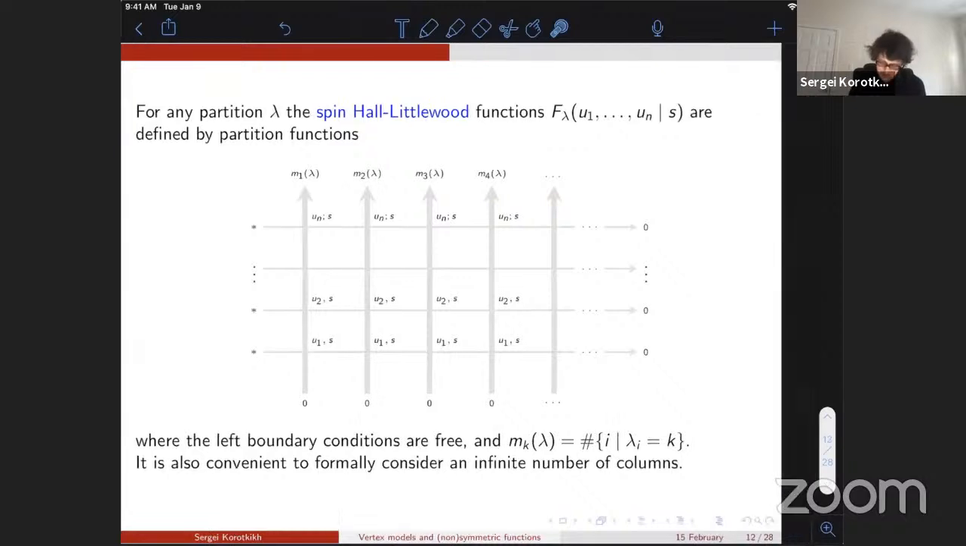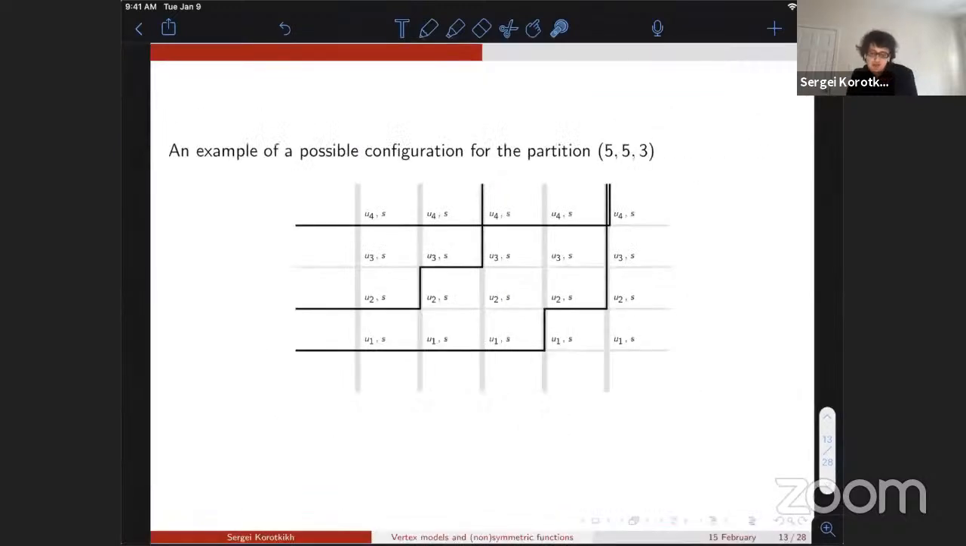So here is an example of a configuration which is valid for the boundary conditions, and it corresponds to the partition 553, because here we have two paths exiting in the fifth column, and here we have another path exiting in the third column.